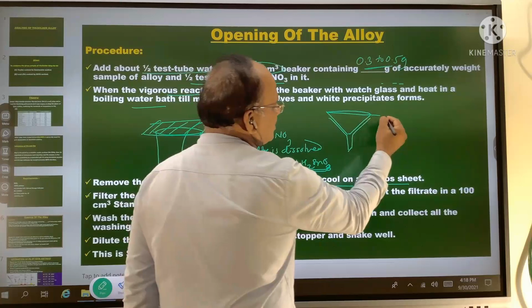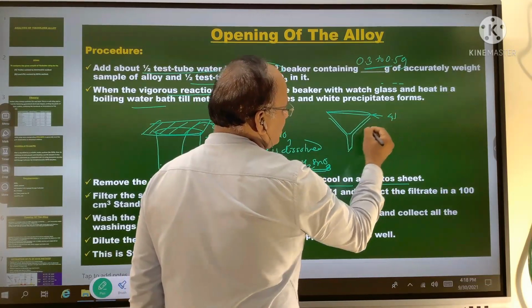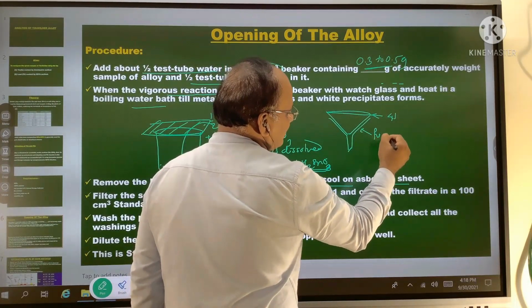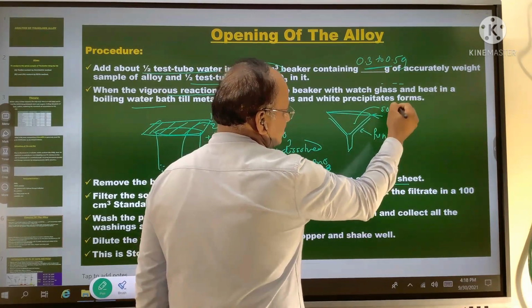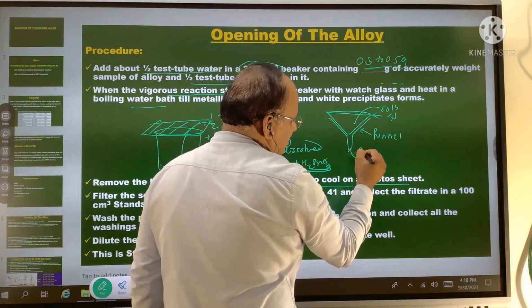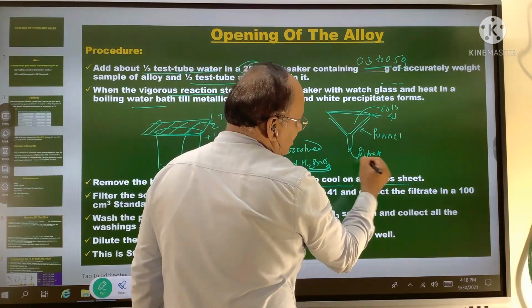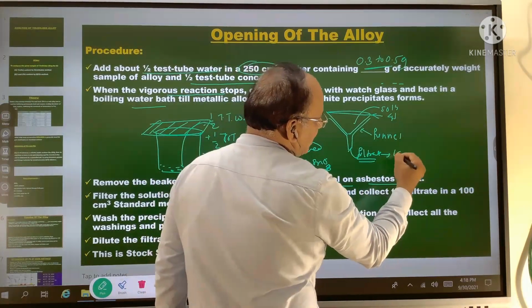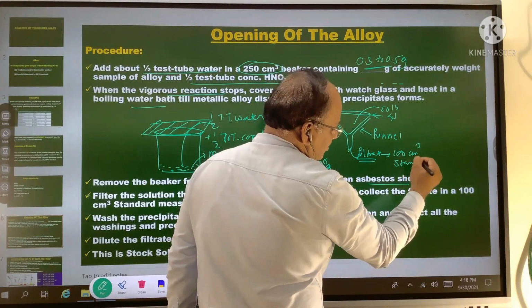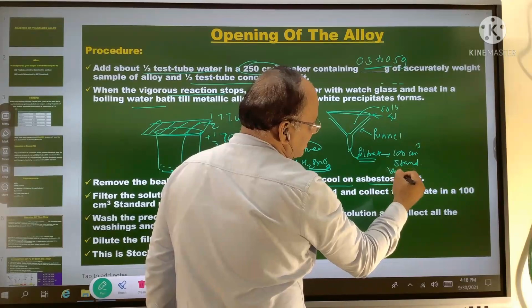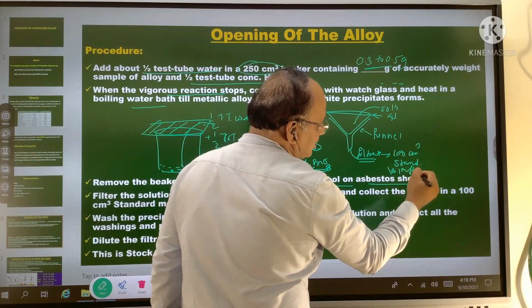This is the Whatman number 41 filter paper and this is the funnel. And this is the solution. Then this filtrate you collect in a 100 ml standard volumetric flask.